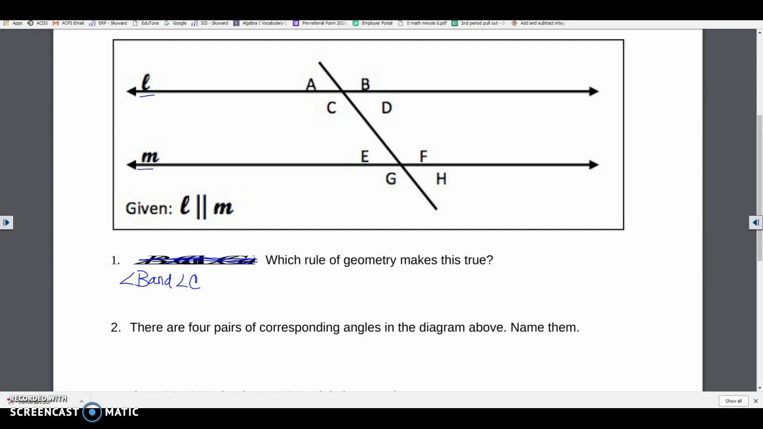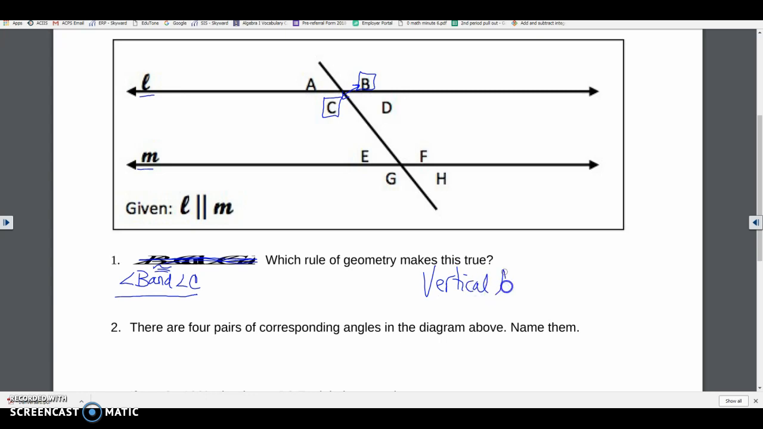For question number 1, it says angle B and angle C. I'm saying these are congruent to each other, or the same to each other. What is the rule in geometry that makes this true? Well, here's angle B, and here's angle C. In relationship to each other, they're directly across from each other, and they are called vertical angles.